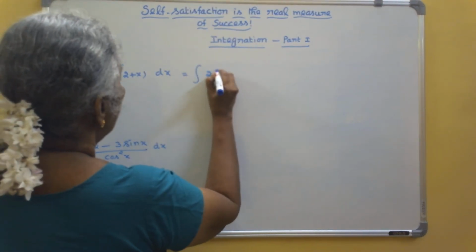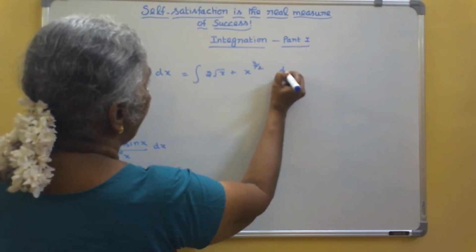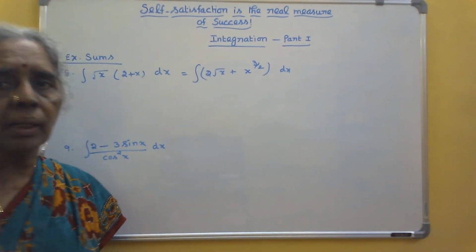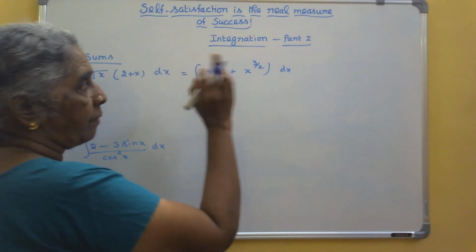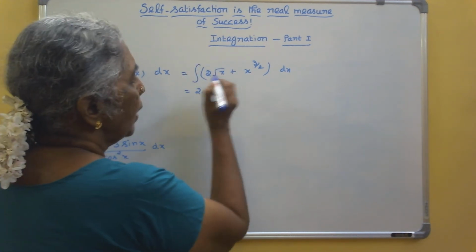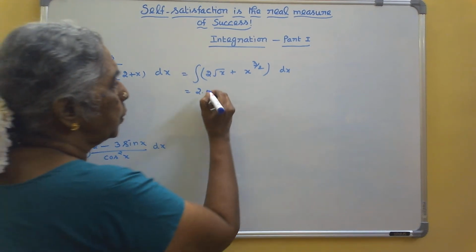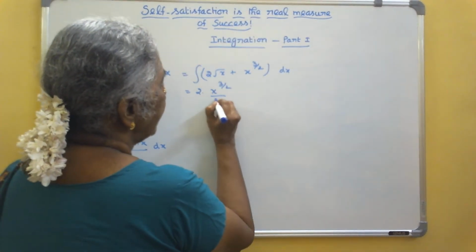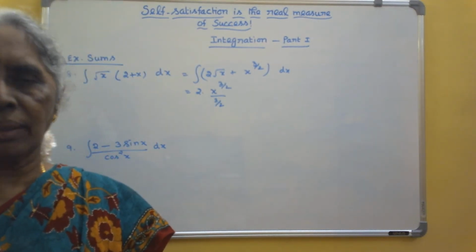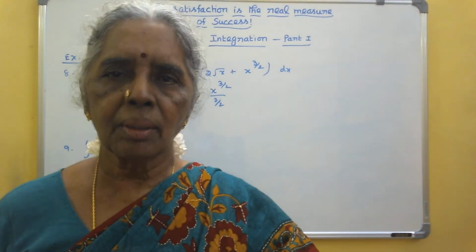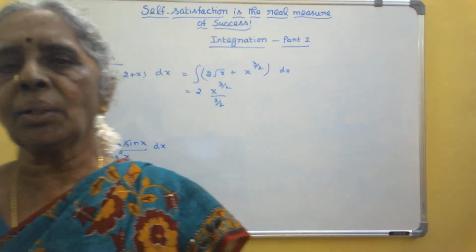I will get 2 root x plus x root x, which is nothing but x power 3 by 2, isn't it? That is x power 1 into x power half gives you x power 3 by 2. This is x power half. So now 2 into x power half, when you integrate, you will get x power 3 by 2 by 3 by 2. You should know what happens with a fraction when you add 1. Half plus 1 is 3 by 2. 3 by 2 plus 1 is 5 by 2. 5 by 2 plus 1 is 7 by 2.